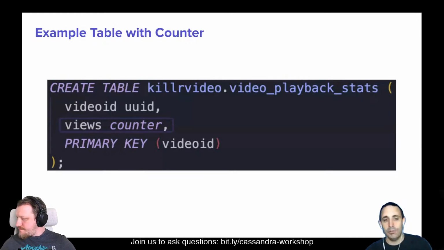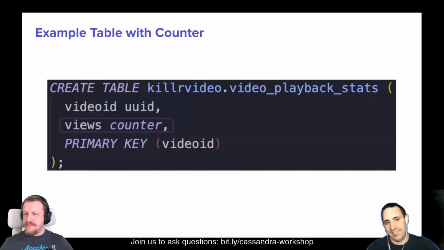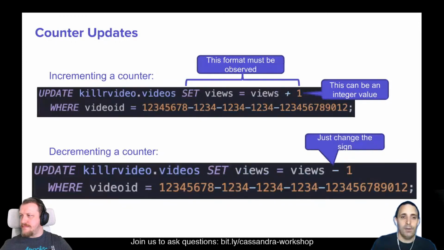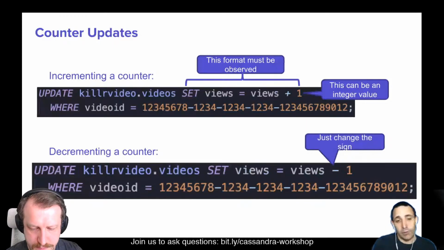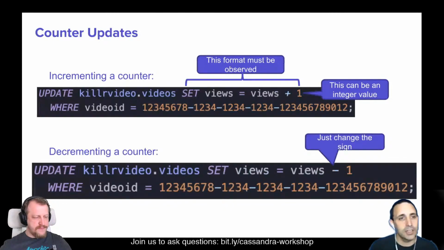Okay, how to work with those? Remember, we provide you all the slides as a PDF in the GitHub repo. So to increment, I will update set views equals views plus, and to decrement, views equals views minus. If it does not exist, it will create the record, but there is no insert statement when it comes to counters.